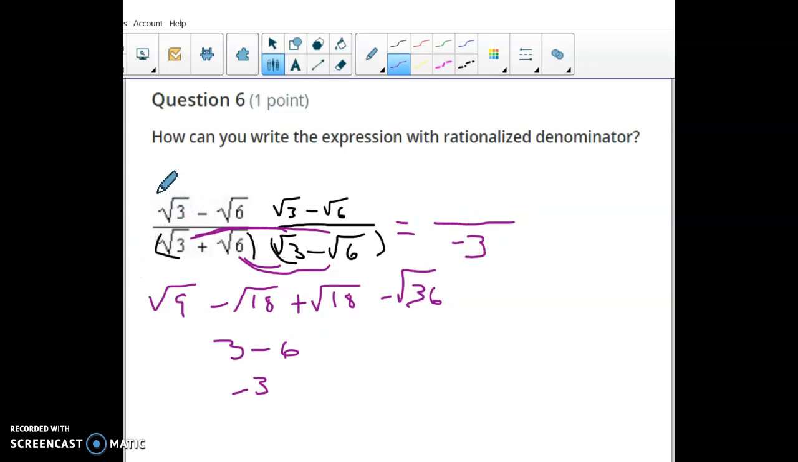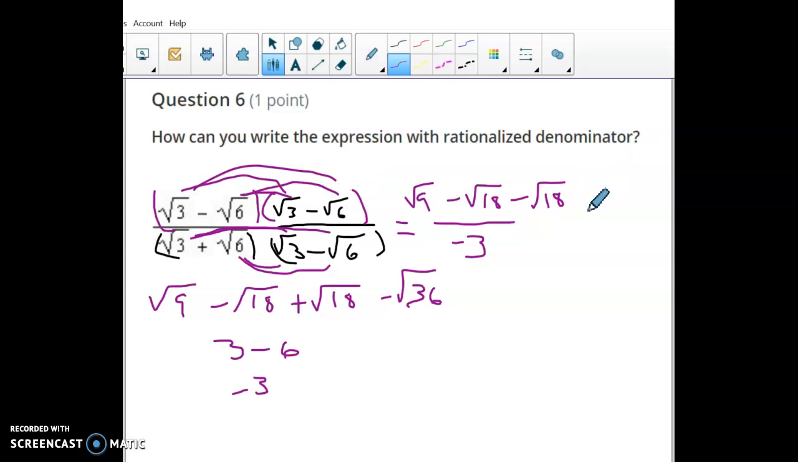Okay, and then up top, we're going to FOIL, and they're not going to cancel out here in the middle because these are both minus. So what happens is we'll have a root 9, a negative root 18, and then negative root 6 times root 3 is going to be a second negative root 18. So they don't cancel out because they're both negatives. And then negative root 6 times negative root 6 is going to be plus root 36.